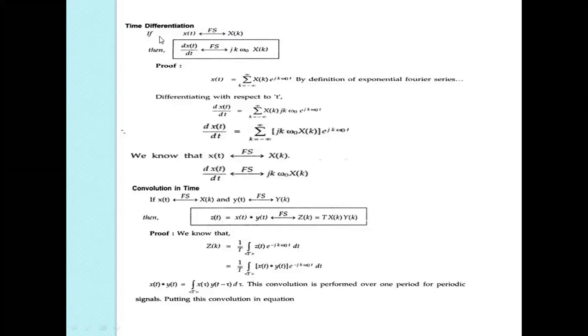Here, to prove this time differentiation, you have to use the exponential Fourier series, that too the synthesis equation. You know the synthesis equation is x of t equal to the sum of k equal to minus infinity to infinity of x of k e power jk omega naught t. The analysis equation is x of k equal to the integral over the period of x of t into e power minus jk omega naught t dt. Here we are using the synthesis equation. I will explain this on the whiteboard.